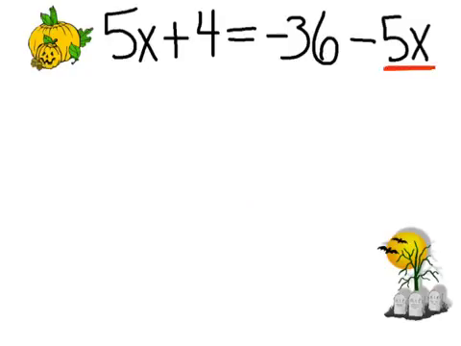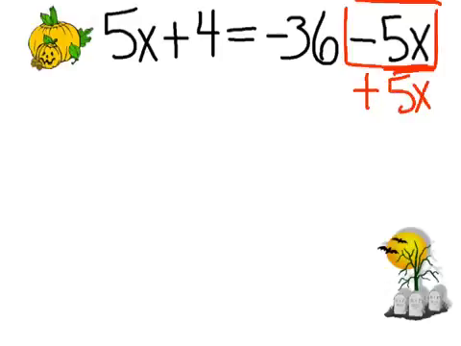Okay, for example 4, our x is on this side right here, but that's okay. We're just going to do it the same exact way. It's just in a different position this time. We're going to take our negative 5x. It's a negative, that means we're adding 5x to both sides.